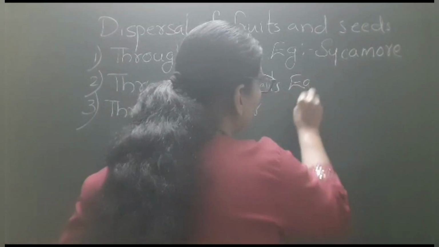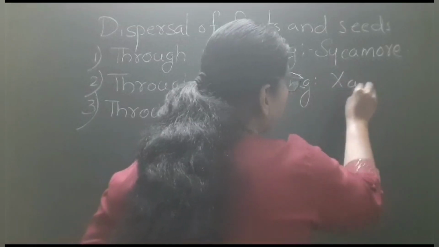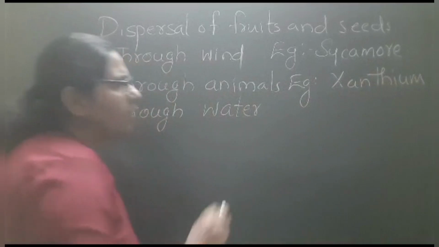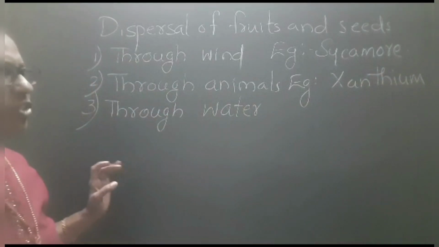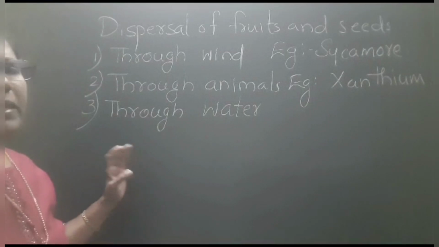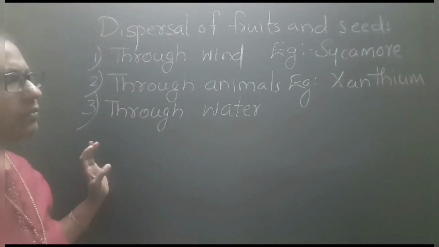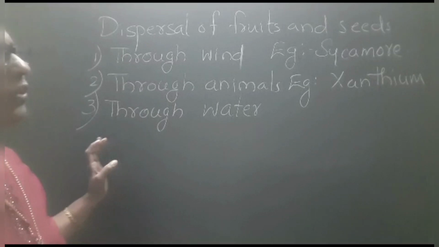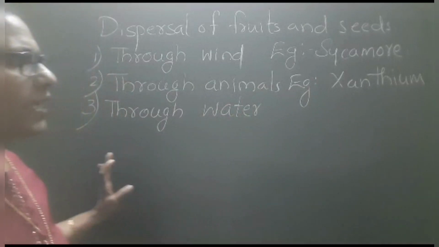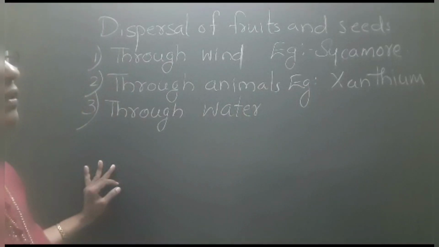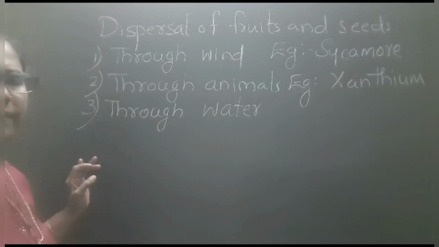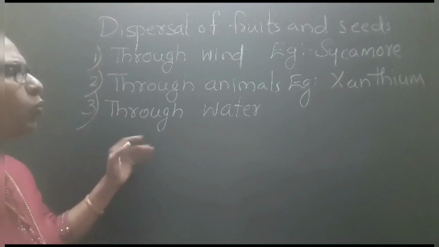Then through animals. Example, xanthium. Xanthium has a hook-like structure. It catches the animal's fur, and then wherever the animal goes, the xanthium is carried, and then it disperses somewhere in a far away place.